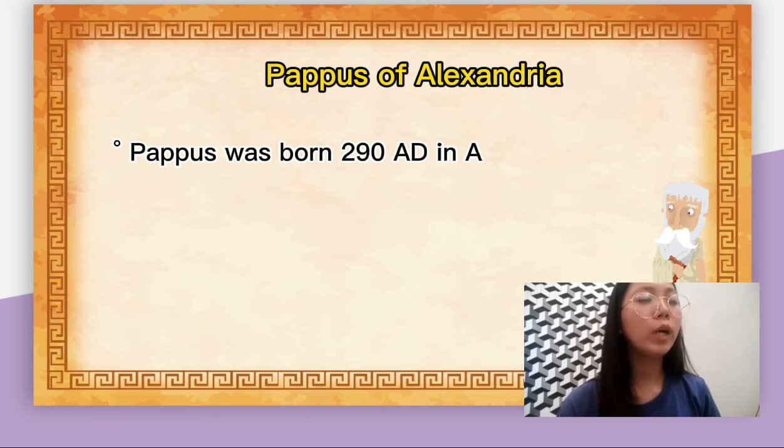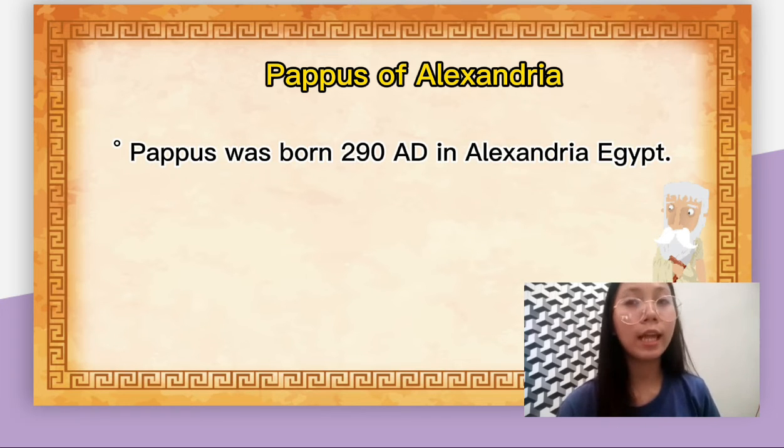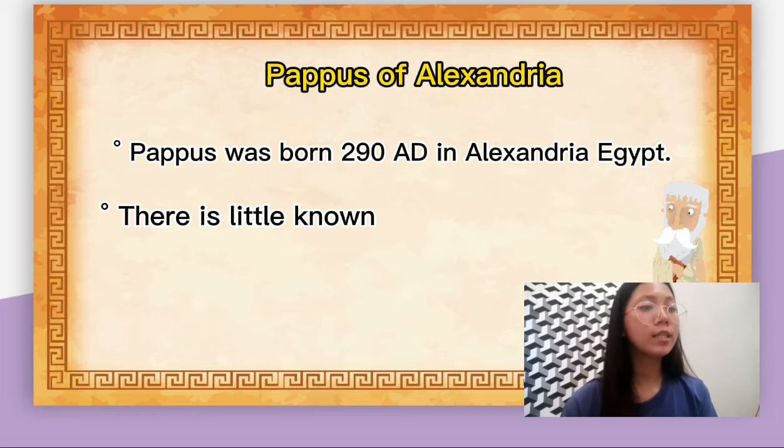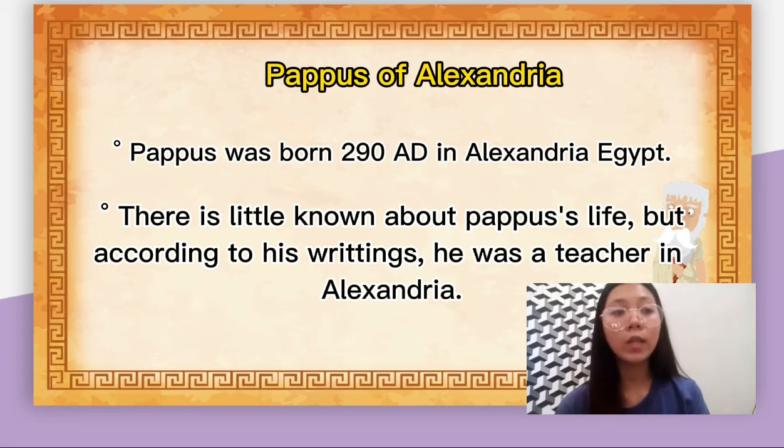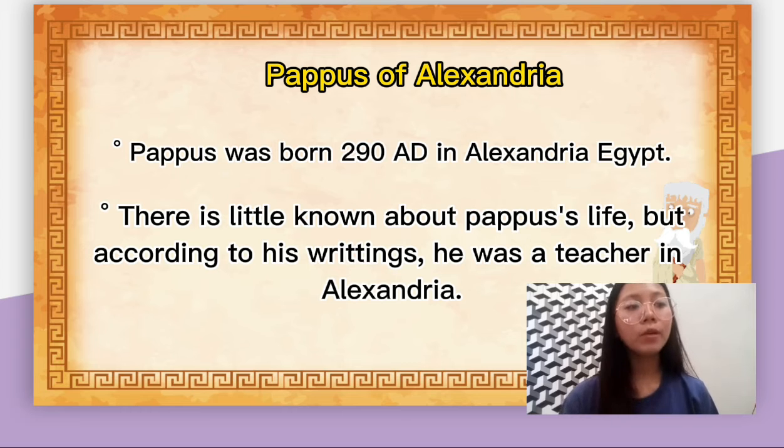So, we have Pappus of Alexandria. Pappus was born in 290 AD in Alexandria, Egypt. There is little known about Pappus' life, but according to his writings, he was a teacher at Alexandria. He is known as the last of the great Greek mathematicians. Pappus is known for his Synagoge, or Collection. He died in 350 AD.